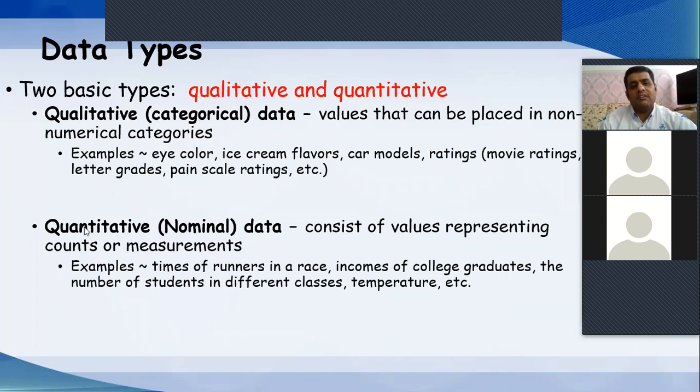But then the second type is quantitative data. Quantitative, as the name indicates, usually represents quantity. Quantity can be in numbers, maybe 1, 2, 3 or 7, sometimes 9, 10, 11. For example, we can say the blood pressure of the patient was 135 systolic and 82 diastolic.